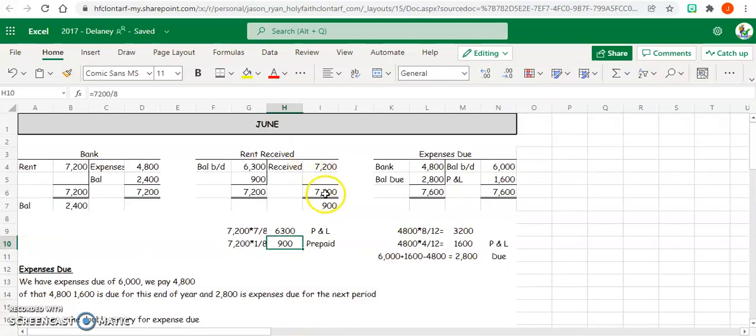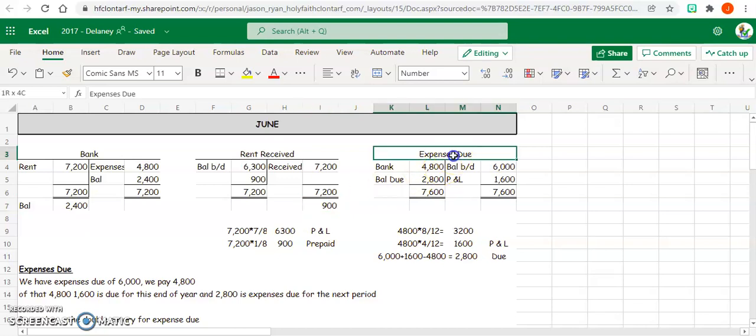Also, you can do it in your T account here, you can see we've got 7,200 on the credit side. 6,300 is for this period. So 900 is what's left over, and that's the prepaid amount.